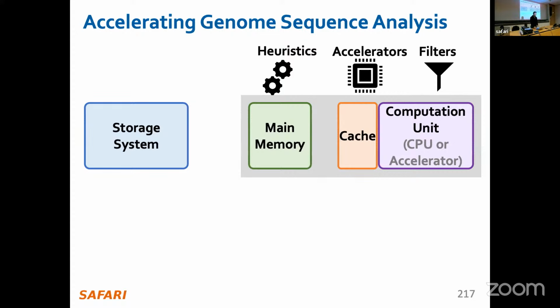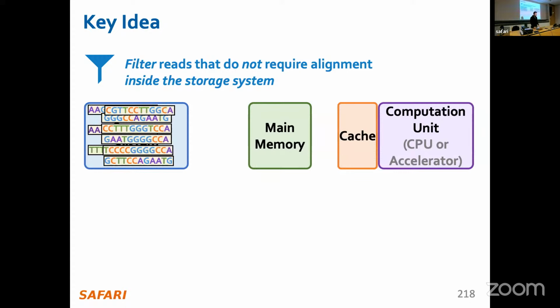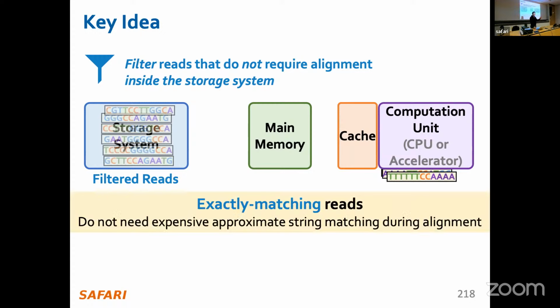So this means that perhaps the computation overhead is now minimized. But the data movement still happens from the storage system down to the CPU. So there's still a data movement that's bottlenecking the entire system. Then the question is, how can we reduce the amount of data that needs to move from the storage system down to the CPU so that we can minimize this data movement overhead?